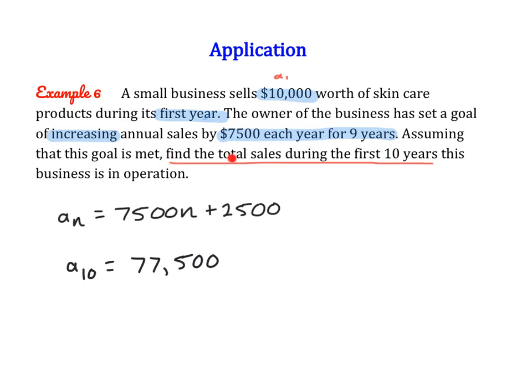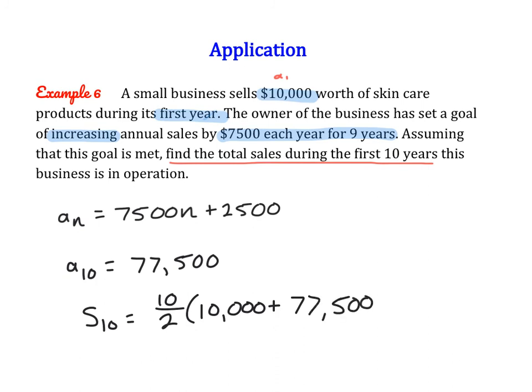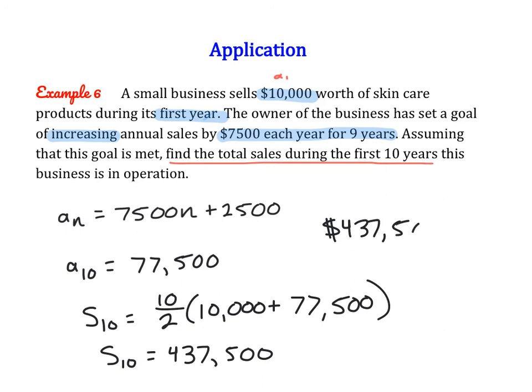They want the total sales during the first 10 years, so from year 1 to year 10. So now we're going to use our summation formula. So 10 over 2 times a sub 1, which is 10,000, plus a sub n, or a sub 10, which is 77,500. And then just simplify that, and you should end up with 437,500. And of course, we will write our final answer with a $ sign in front.